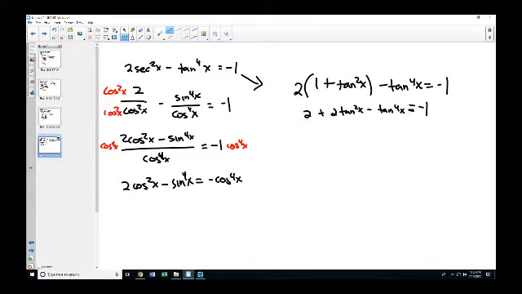Okay, I'm going to set everything equal to 0. So 0 equals tan to the fourth minus 2 tan squared minus 3. I moved all that to the right.